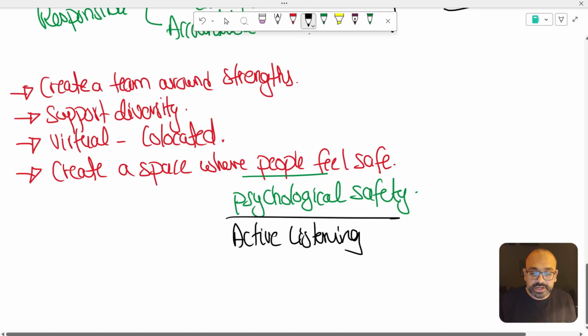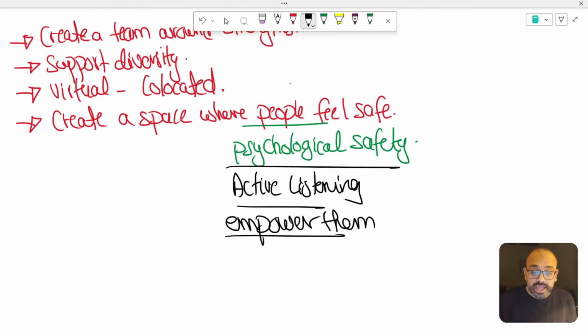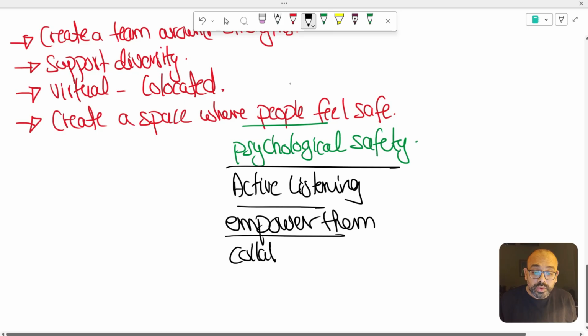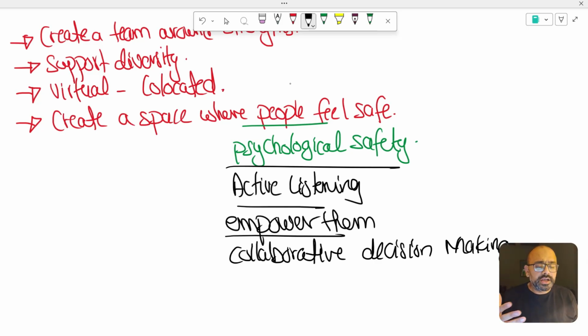We listen to our team members, we empower them by listening to them and having collaborative decision making. We create a culture where the decision making is done in a collaborative way. You sit in a group, discuss the question, and ask everyone to chip in their ideas, and then you decide based upon the collective decision.